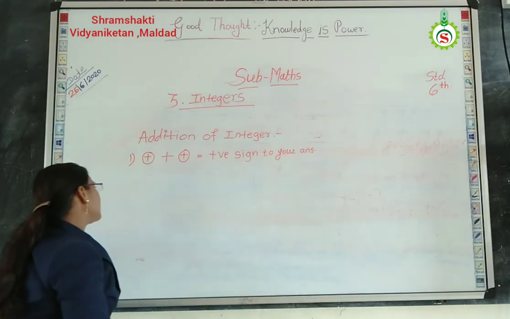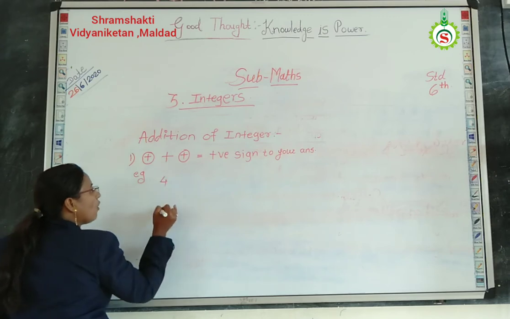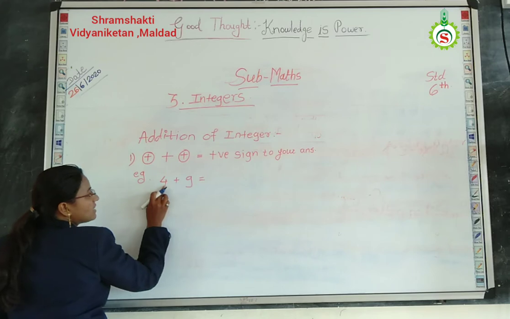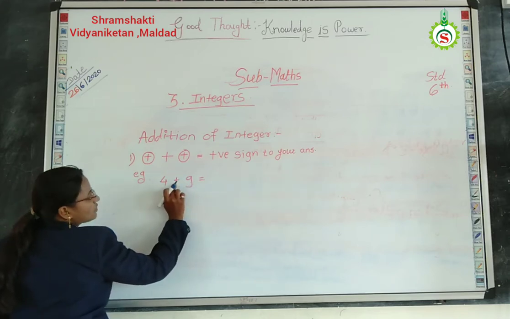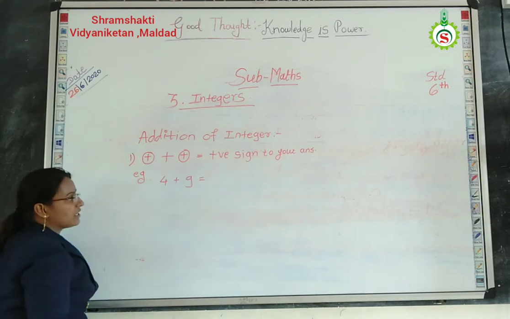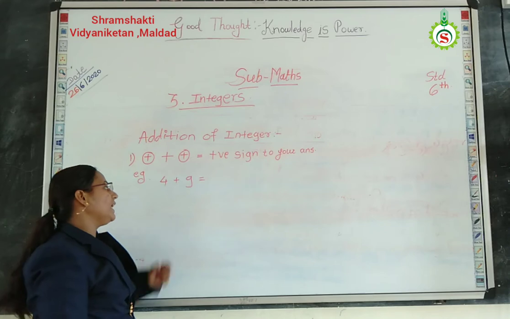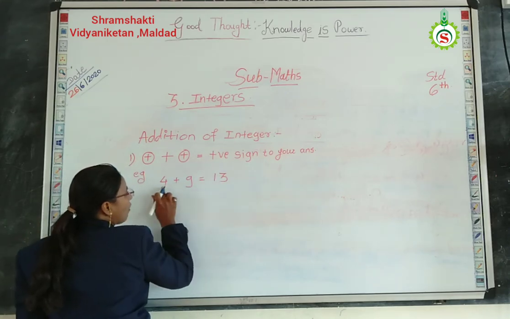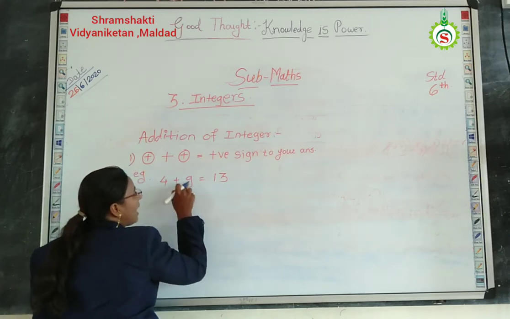For example, suppose I have taken 4 plus 9. Here 4 has a plus sign and 9 also has a plus sign. So I can do addition here, 9 plus 4, which is 13. Both numbers have positive sign and the largest number is 9, which has a positive sign.